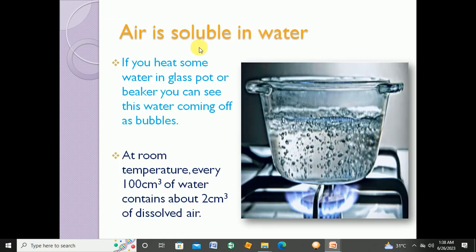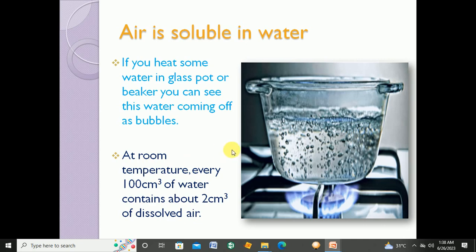Air is soluble in water. Now this is an interesting concept. If you heat some water in a glass pot or beaker, you can see air coming off the water as bubbles. Here is a picture of water taken in a glass pot and heated by a gas oven. We can see that when the water starts boiling, after a lot of heating, it forms bubbles at its surface also. All these bubbles are because of the air that is dissolved in the water. That is why we say that air is soluble in water.